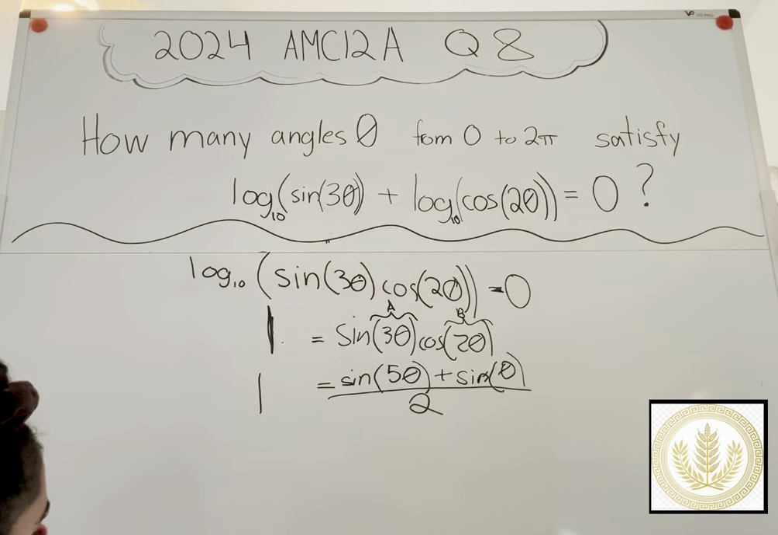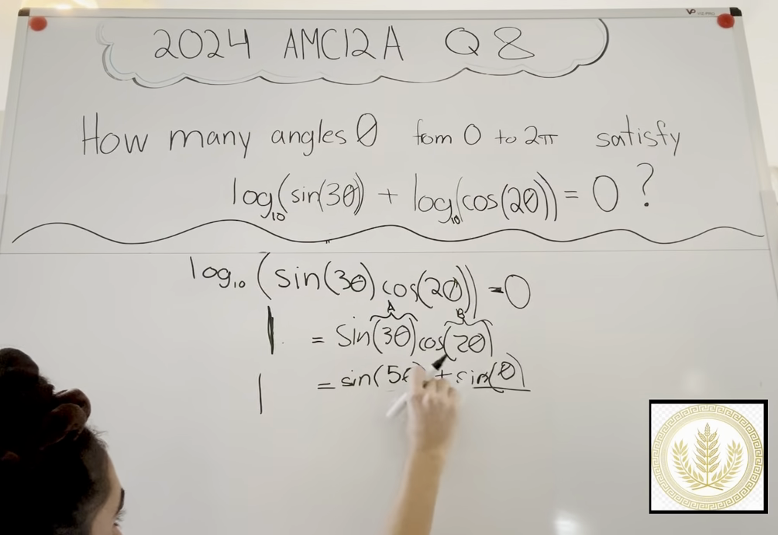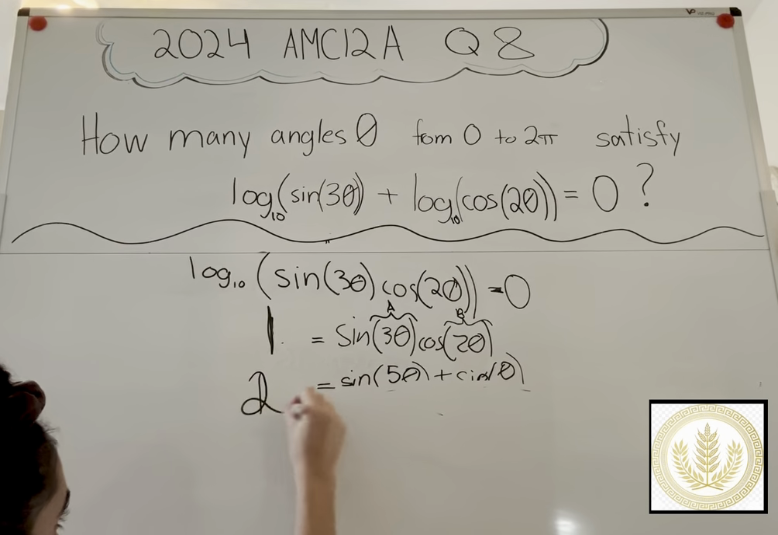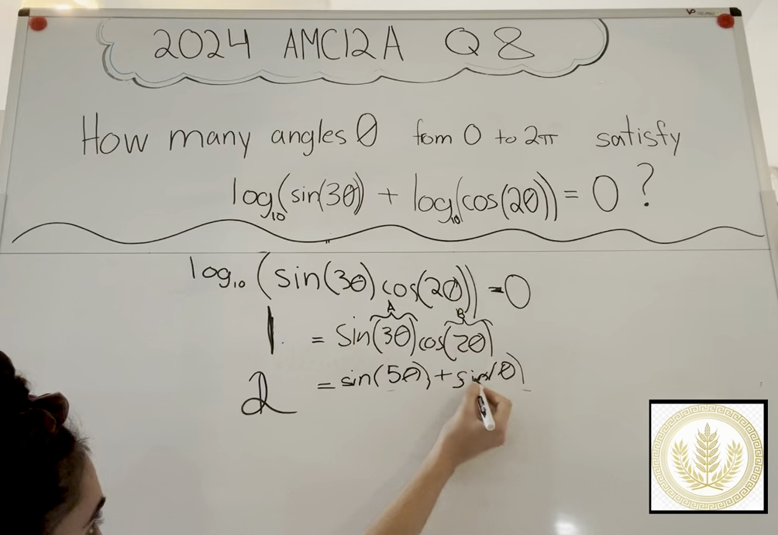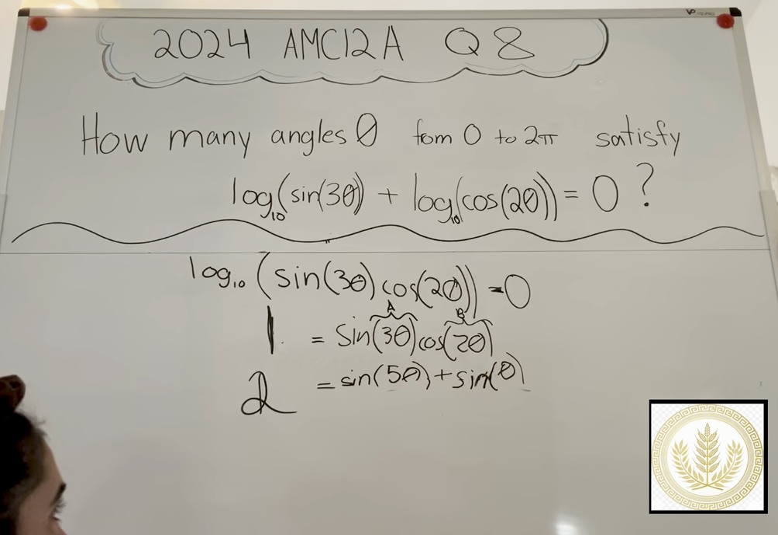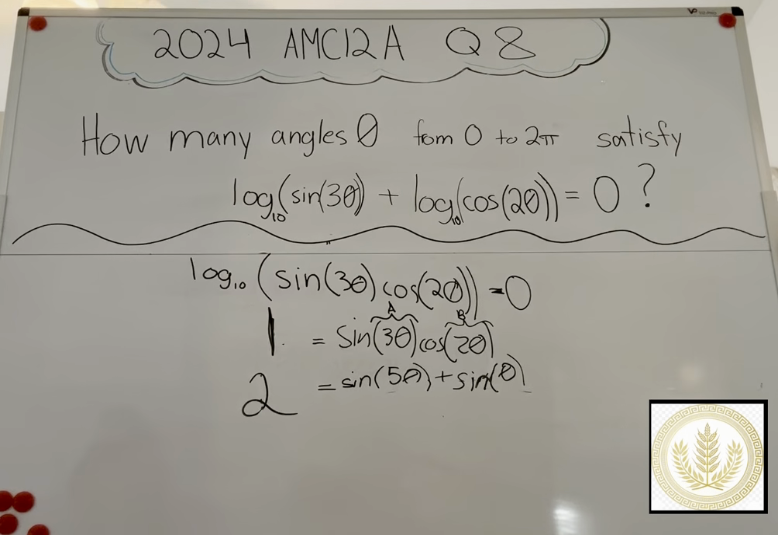Now, multiplying by 2 on both sides, we get 2 equals sine of 5 theta plus sine of theta. So now, going back to what the question is asking for, what theta satisfies our equation? Since for sine, the only way for these two to add up to 2 is for sine of 5 theta to equal 1 and sine of theta to also equal 1. To do that, the only value of theta is pi over 2. So that seems like our answer.